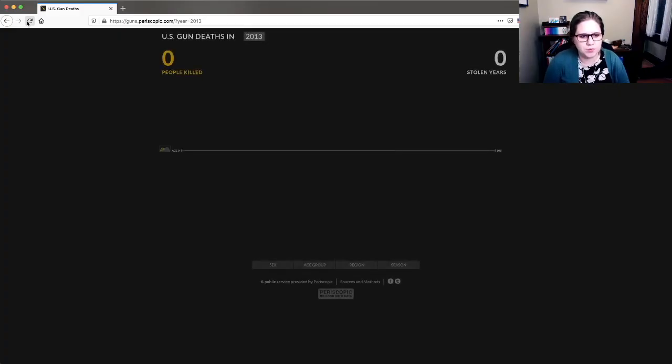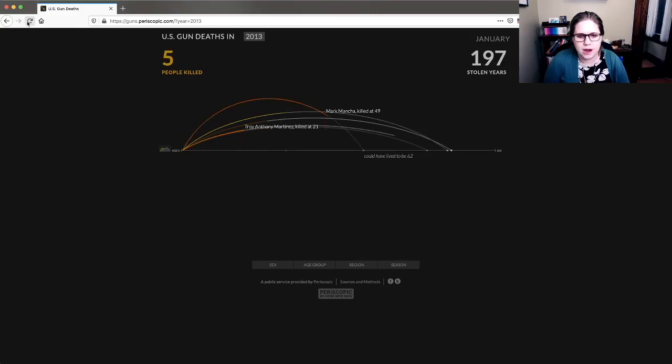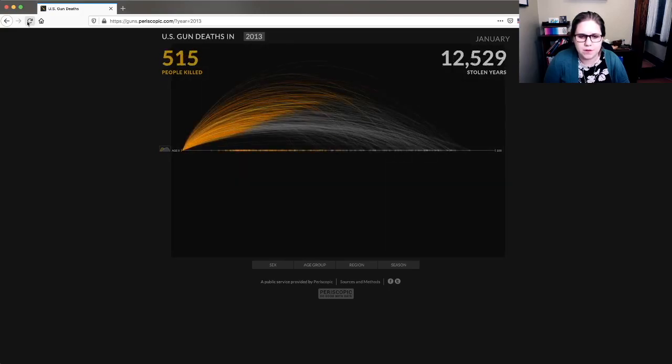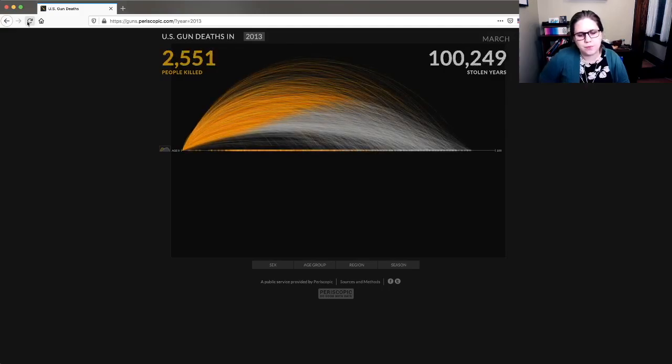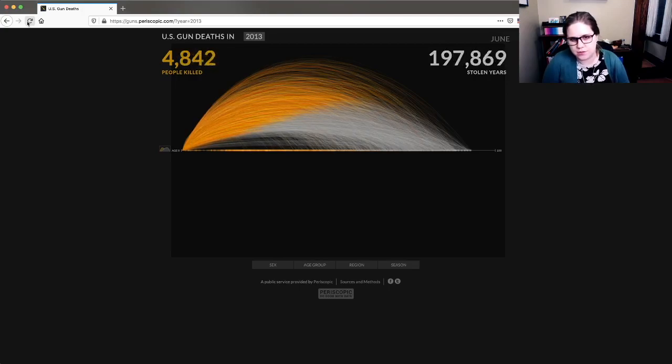Each one of these arcs represents one gun death, and these are both intentional and accidental gun deaths from 2013. And what the folks who did the visualization have done is they have put the arc out to the point when the person died, and then they've continued it on to as long as they might have been able to live had they not died of a gun death. And then they're adding up the total number of stolen years.